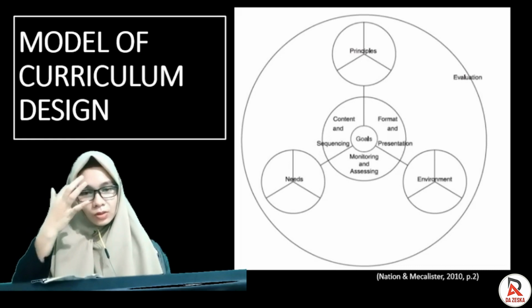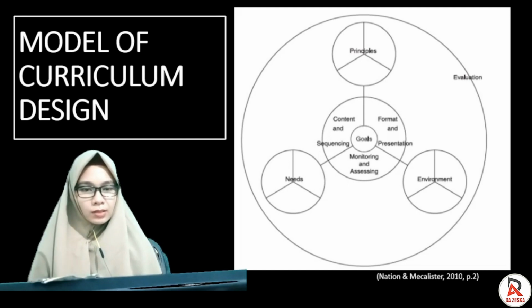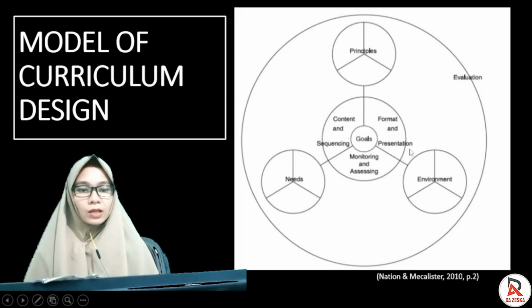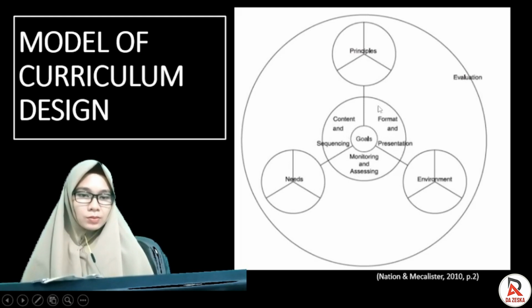Why did I say inner circle? Because this subdivided circle contains content and sequencing, monitoring and assessing, format and presentation, and inside this subdivided circle there is goals.